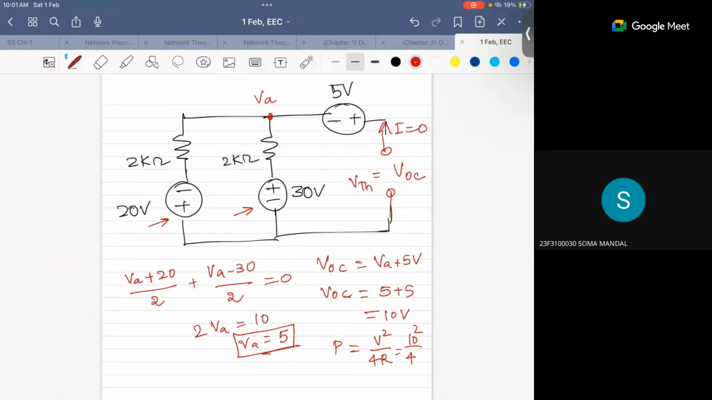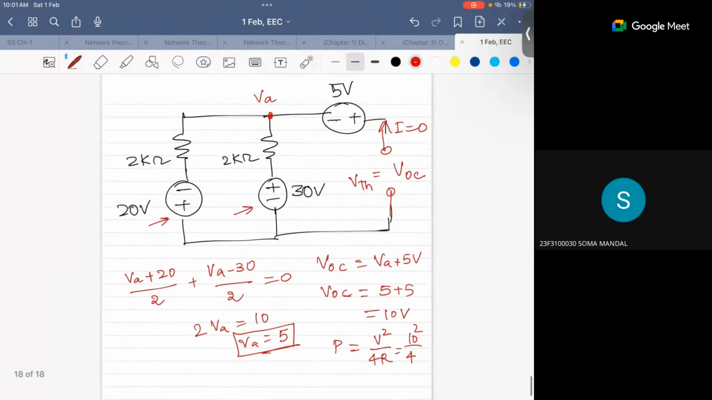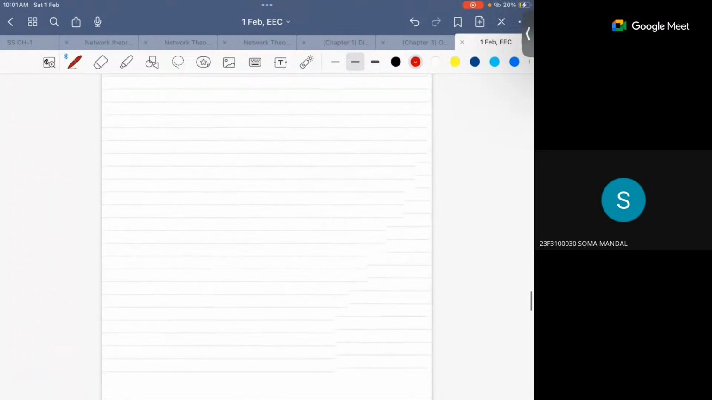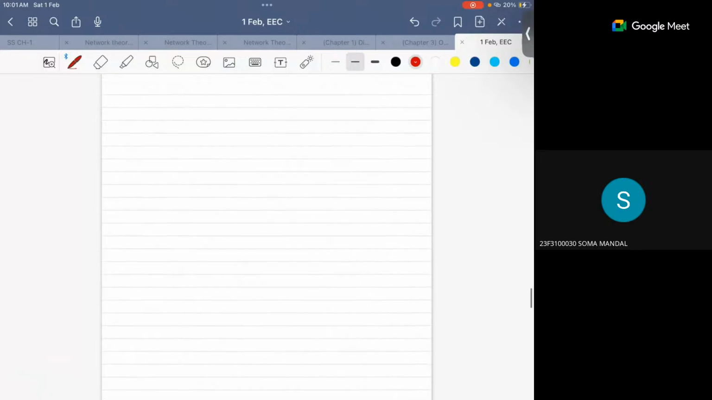So is everybody able to understand this question? You can calculate the power, right? Okay. So I've also tried to solve delta to star. You can just solve it. It is just one formula. It's not that important, but you should know it, because in any circuit, if you can take the help of delta to star or star to delta, that will be useful. But particularly that won't be asked.